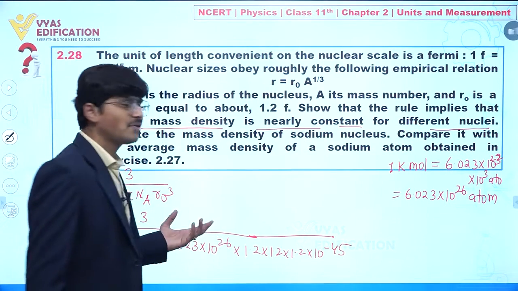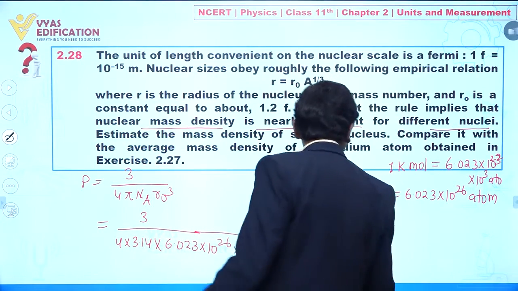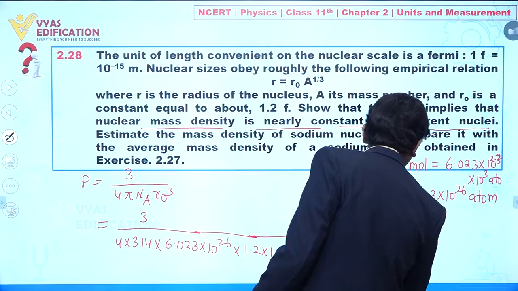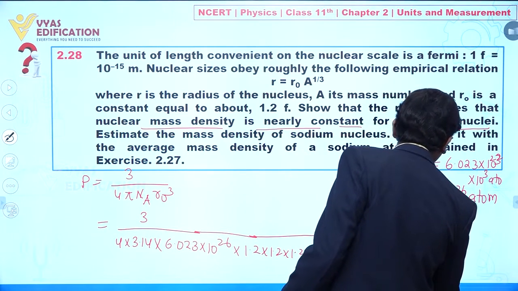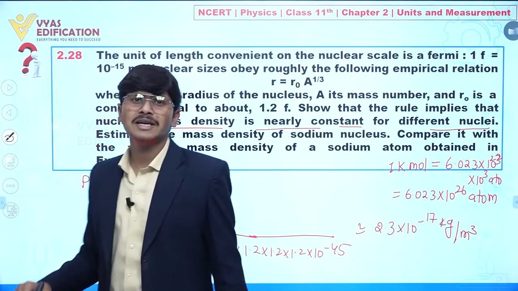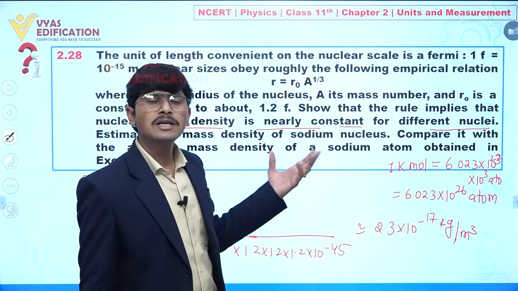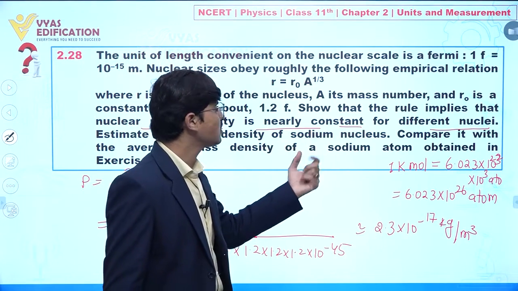Clear? Now we have to solve it. If you solve it, you will find this value is near about 2.3 into 10 to the power 17 kilogram per meter cube. Clear? So this is the nuclear density of this sodium atom, or we can say the nuclear density of the sodium nucleus.